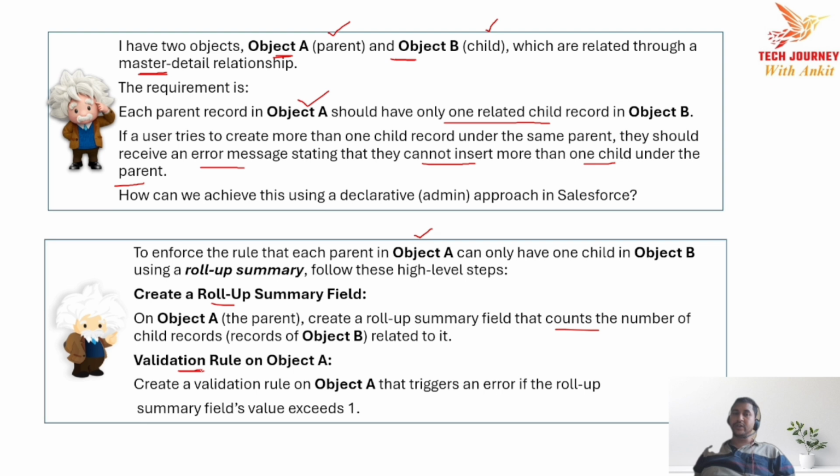This validation rule will check the count value. If the count value is greater than 1, then we can give an error message to the user stating that they cannot insert more than one child under the parent. So by a combination of the roll-up summary and the validation rule, we can meet this requirement.